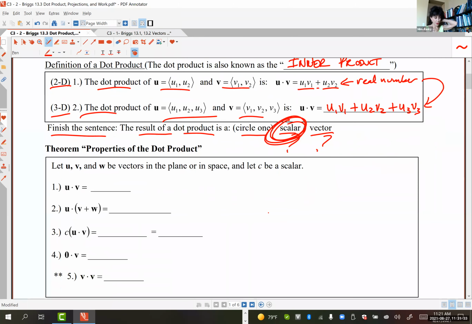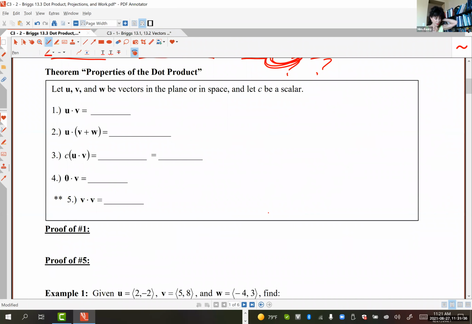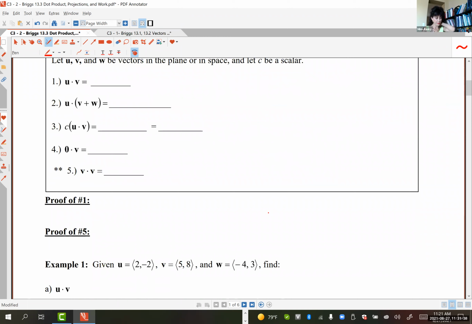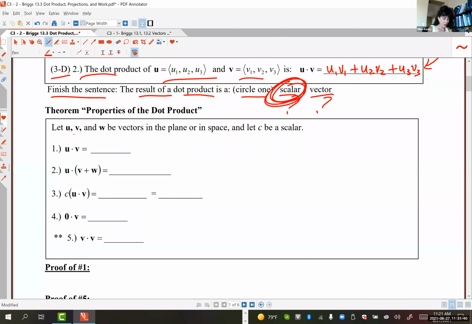So now let's do some properties of a dot product. I'll do a couple of proofs and then we'll do some examples, okay? So let's say you were given u, v, and w and they're vectors in the plane or space, doesn't matter. These are all still true regardless. And let C be some scalar. If you take the dot product of u and v, u dot v, it gives you the same answer as v dot u. So dot product is commutative.